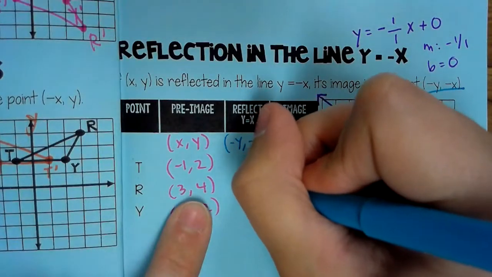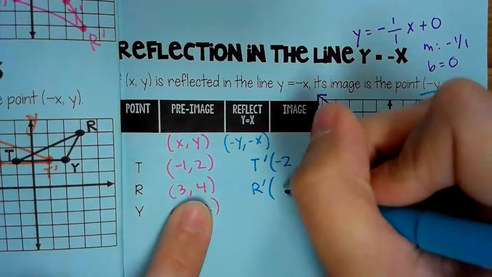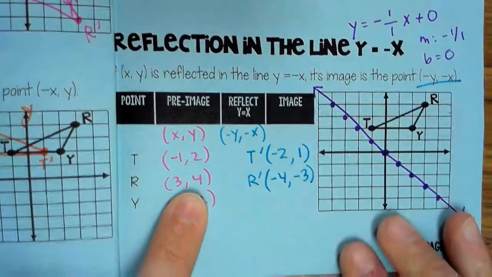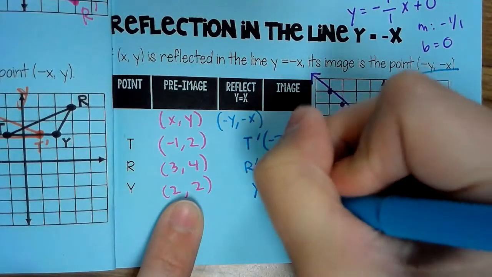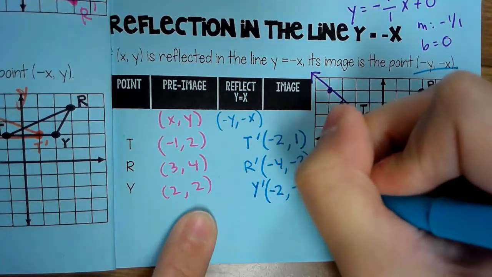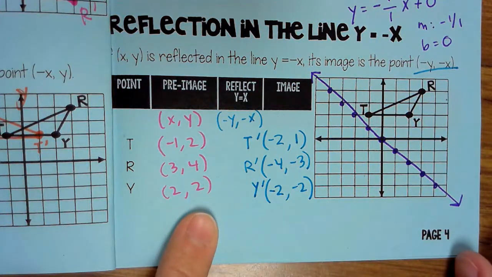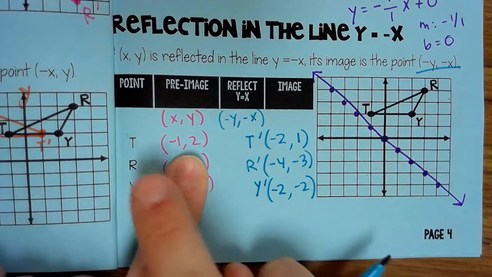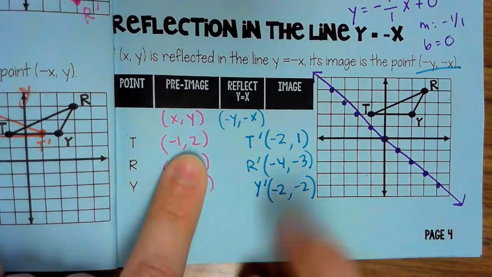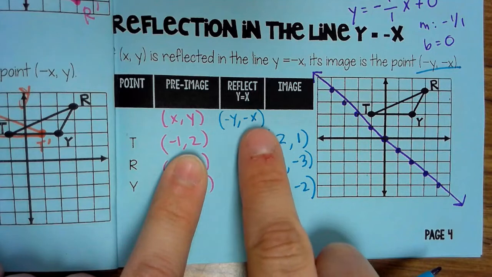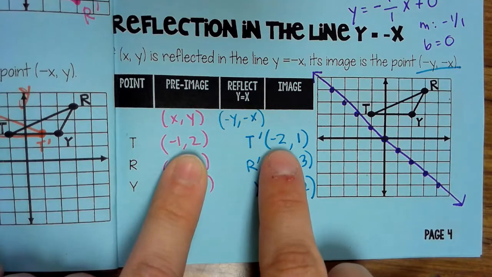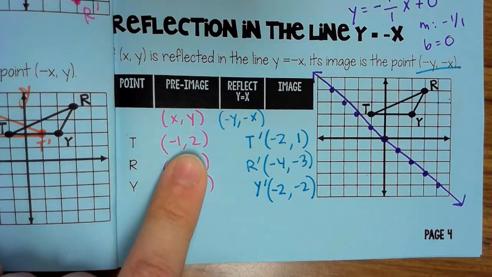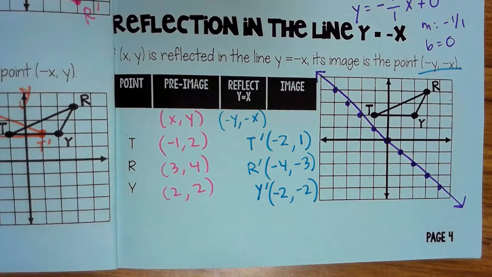Get this one, R prime. Switch the order and change the sign. So it's going to become (negative 4, negative 3). And Y prime, switch the order, change the signs. Okay. Let's look back at T one more time. This one is the trickiest one, I think. (Negative 1, 2) is my (x, y). I'm going to switch the order and change the signs. So that 2 becomes first, it becomes negative. The negative 1 goes at the end, but it becomes positive. Switch the order, change the signs. All right, now I'm ready to graph it.